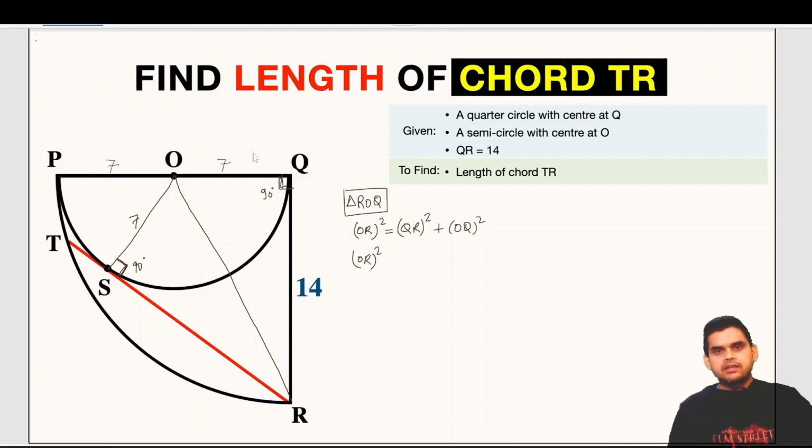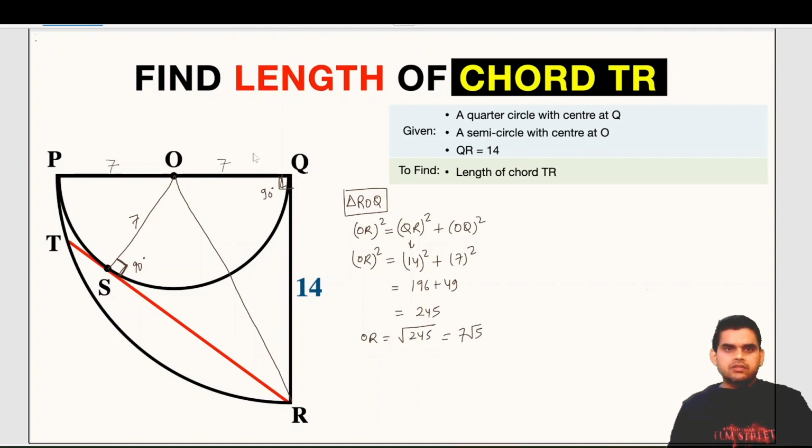OR square is unknown. What is QR? QR is 14. So square of 14 plus OQ is 7 square. So 196 plus 49 will be equal to 245. So OR will be square root of 245, that is 7 root 5 units. So this is 7 root 5 units, the length of OR.